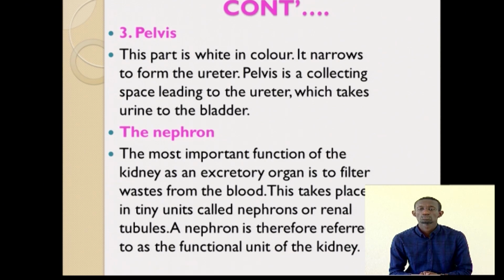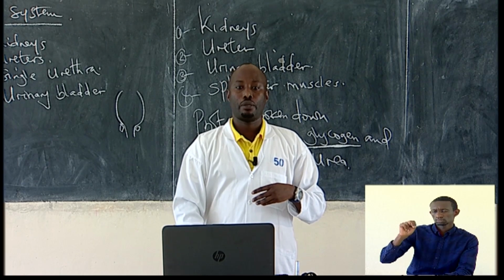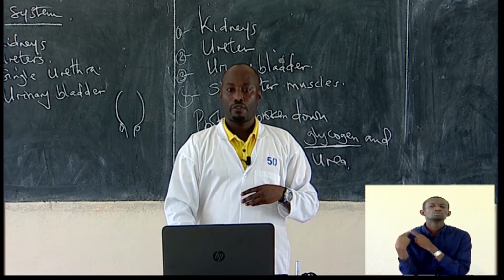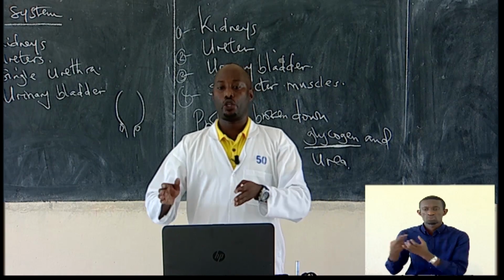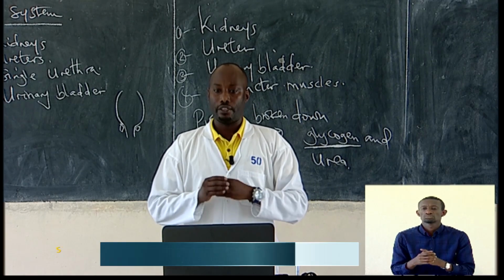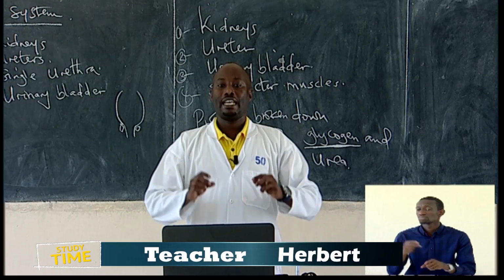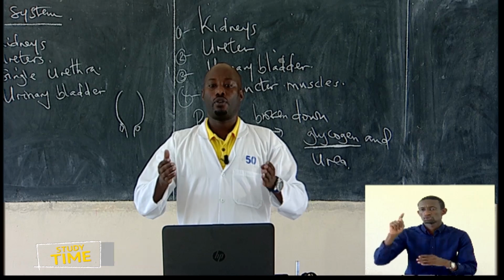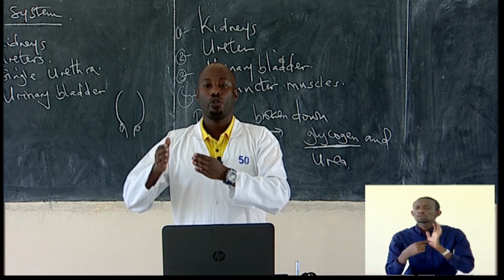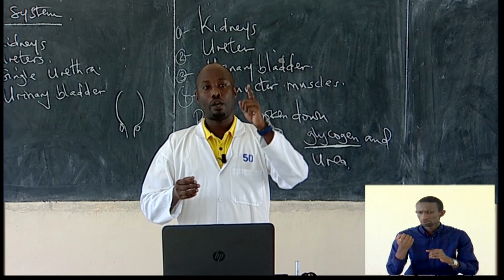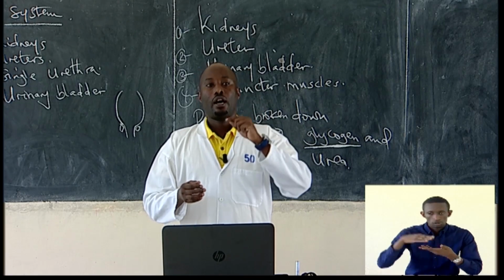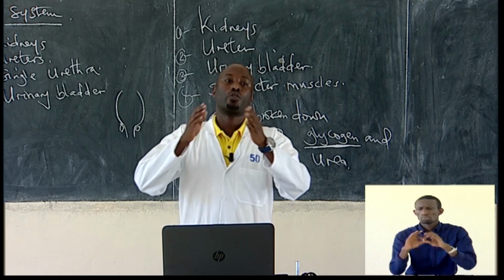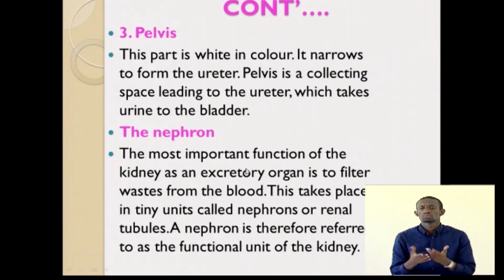So let's talk about the nephron, as I mentioned. The nephron is the most important part of the kidney, and it is responsible for excretion. The basic functional unit of the kidney is referred to as the nephron. This takes place in tiny units called nephrons, or renal tubules. A nephron is therefore referred to as the functional unit of the kidney. Next time, we're going to talk about the structure of the nephron and its function, and how it plays a very important role in ultrafiltration and selective reabsorption.